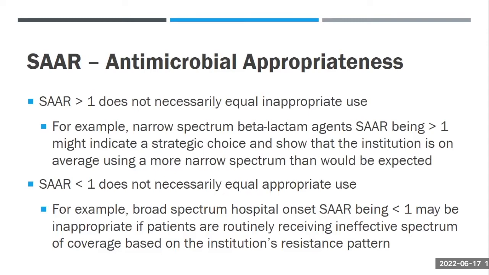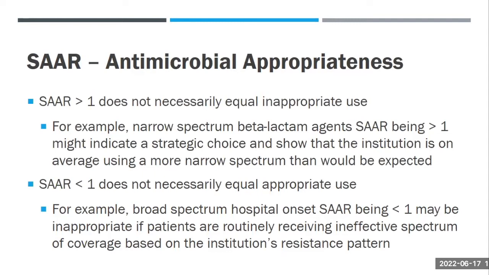An example of this would be your narrow spectrum beta-lactam agents. If the SAAR for those groupings, so that's going to be your amoxicillin, your amoxiclav, your narrow spectrum beta-lactam agents that I think we would all agree, if you can use them, we'd like you to use. If this is greater than 1, that may indicate a strategic choice and show that the institution on average is using a more narrow spectrum than would be expected. If that correlates with a use less than expected in your broader spectrum agents, then I would actually argue that's a good thing because you're performing better than the national benchmark. So just because your SAAR for that narrow spectrum group is greater than 1 doesn't mean it's inappropriate. And actually, in the example case, I would argue it's a good thing.